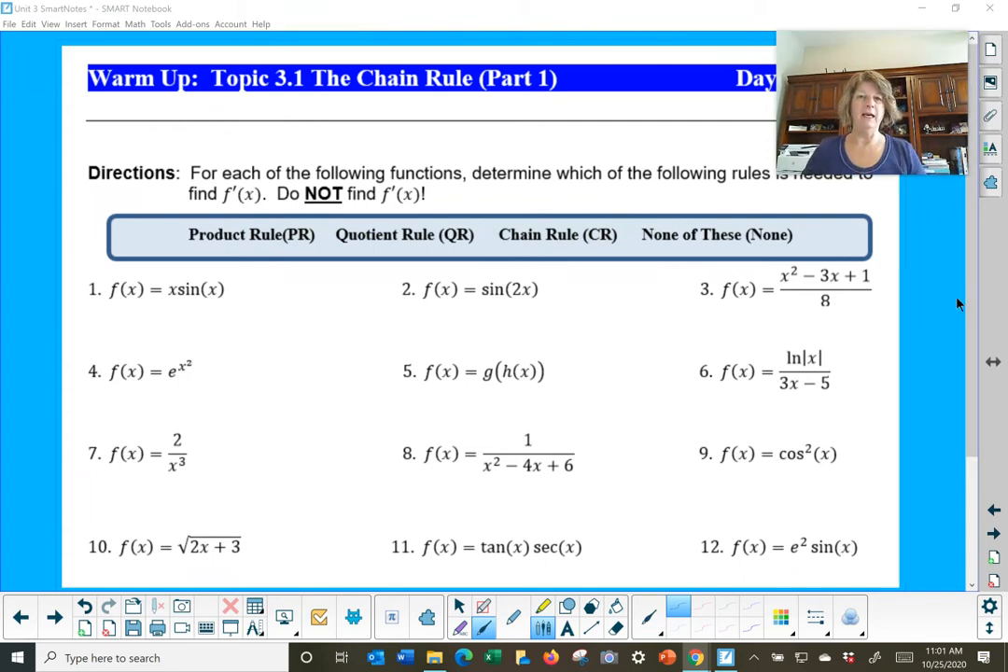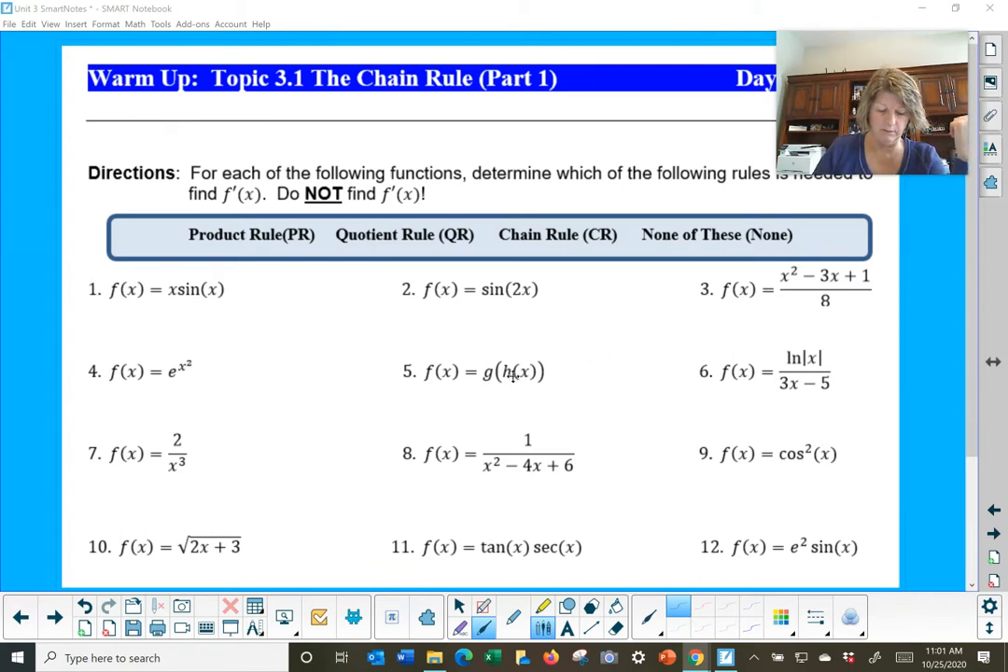Today, got a little warm up for you to do. I want you to run through this warm up exercise and just simply indicate whether it's product rule, chain rule, quotient rule, or none of those. If you want to say power rule because that's what you'd use, that's fine. Shouldn't take too long. There are 12 problems.